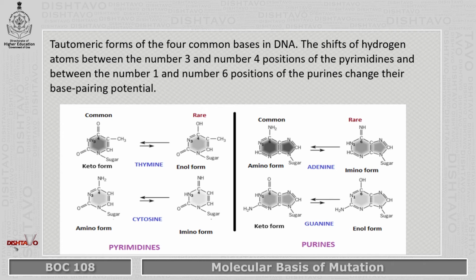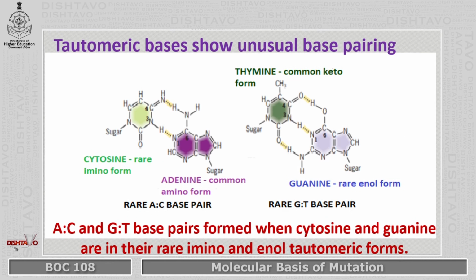The bases would be expected to remain in these rare forms for a very short period of time, as they are highly unstable. But if a base existed in the rare form at the time of replication, and if it gets incorporated into the nascent DNA, then there is a problem. A mutation would result. When the bases are present in their rare imino or enol form, they exhibit unusual pairing behaviors.